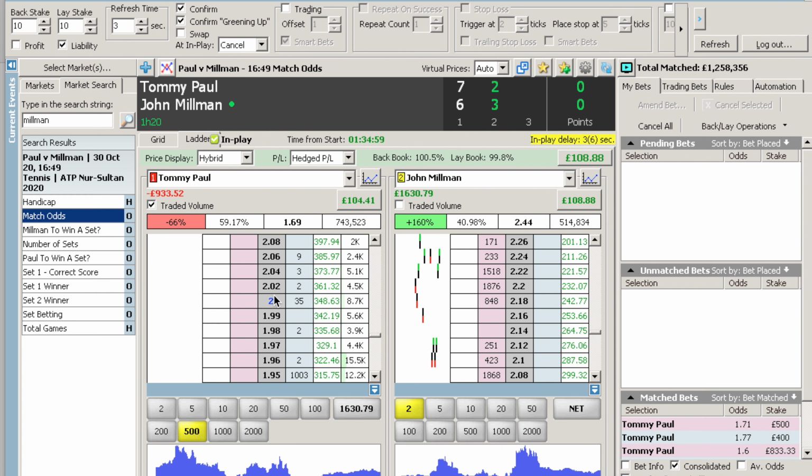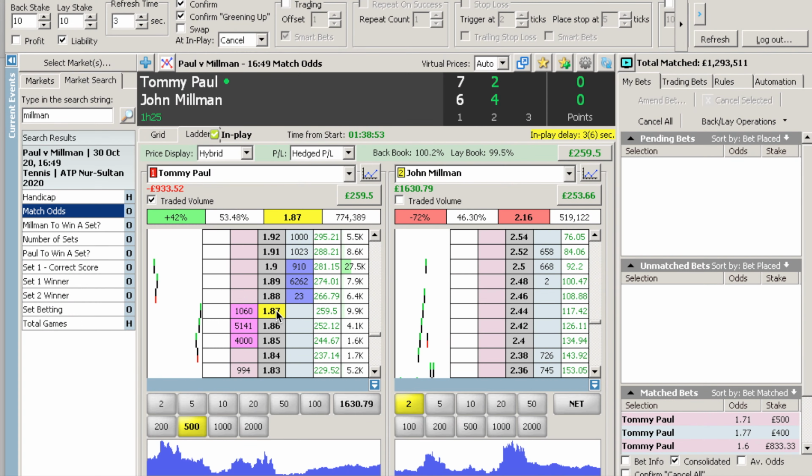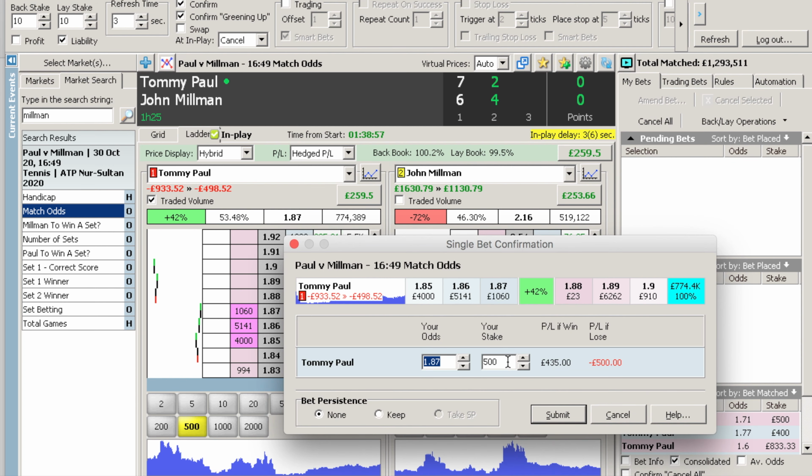So at this point, if we reach 2.20 or 2.0, we're looking at around £350 profit. Millman has just had another comfortable hold, so once again I want to lock in profit and reduce this liability. So a £500 back stake on Tommy Paul would reduce that quite a bit. I'm going to go for 350.